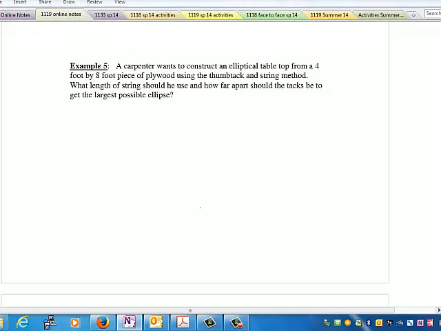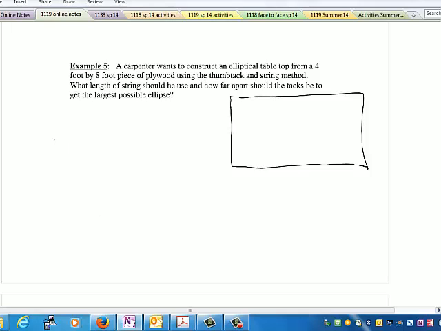In example 5, we're trying to build an ellipse out of a rectangular board and make the ellipse as large as possible. So it says here that we're trying to build a tabletop from a 4-foot by 8-foot piece of plywood using what's called the thumbtack and string method, which is easier to demonstrate in a face-to-face class.